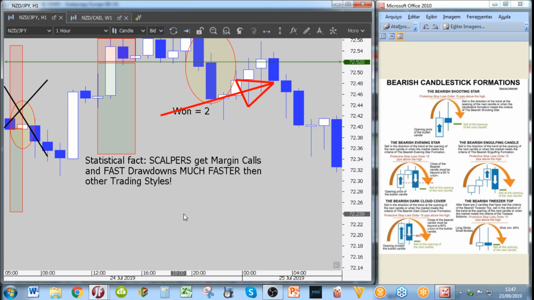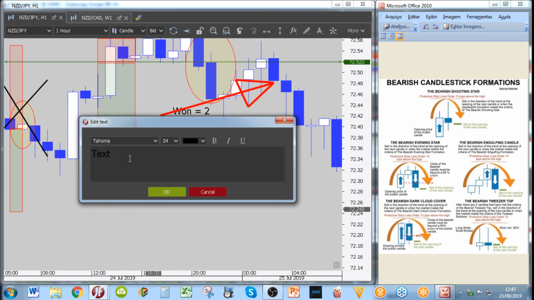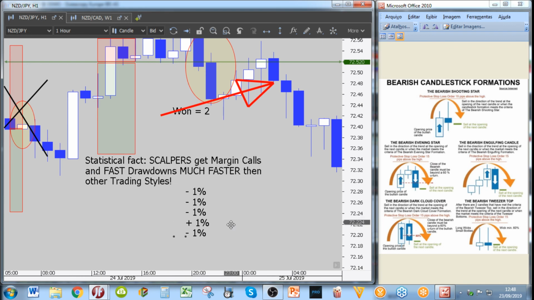Well, why is that? Because imagine you are scalping on the 1 minute chart or 5 minute chart. You get, right, minus 1% in minutes, minus 1%, right, minus 1%. You are just selling and buying or buying candlestick formations, right? So you earned 1%, right? It's just an example. And then you lost again 1%. It's just an example, okay? So statistical fact, scalpers get margin calls and fast drawdowns much faster.